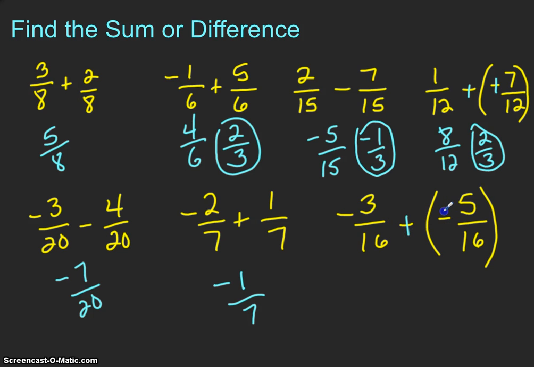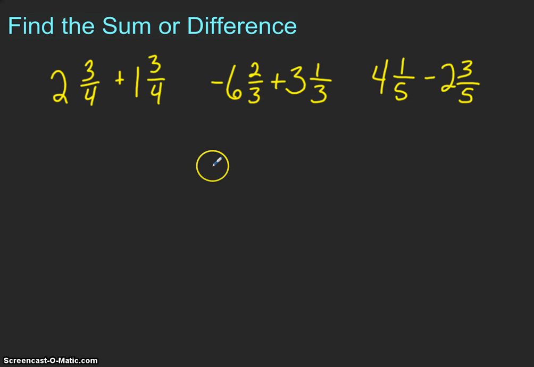These two signs cancel each other out or become positive. Now I've got a -3 and a +5. Different signs, find the difference. 5 minus 3 is 2/16. That reduces to 1/8. And I'm finished. Pretty straightforward and simple so far, I think, and I think you'll agree.